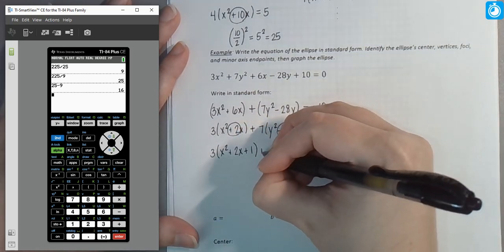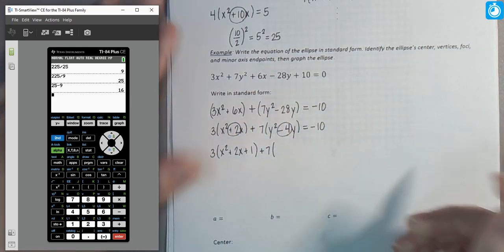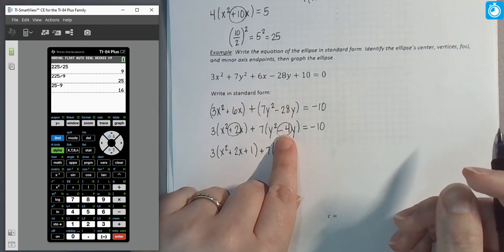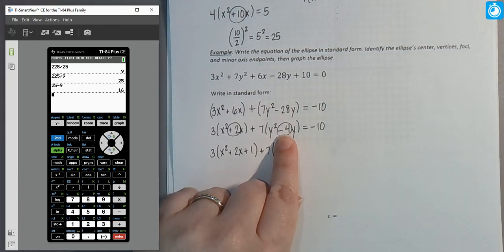Okay, now for the next set of parentheses, we have a negative 4. We're going to divide it by 2, which gives me negative 2. And then we're going to square that, which gives me a positive 4.